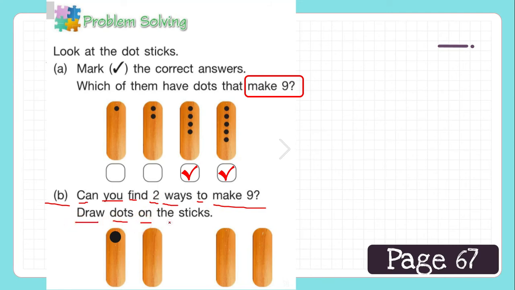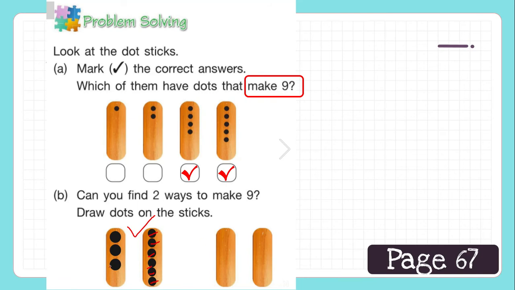There. Now letter B, can you find 2 ways to make 9? Draw dots on the stick. So we're going to look for 2 ways how to make 9. Okay, 2 ways to make number 9. So we're going to draw dots on the sticks. Okay, so we draw 1 dot, 2 dots, and 3 dots. Okay, the next one will be 1, 2, 3, 4. 1, 2, 3, 4, 5, 6. Okay, so 6 plus 3 makes 9. Let's count. 1, 2, 3, 4, 5, 6, 7, 8, and 9. Okay, so it's correct.